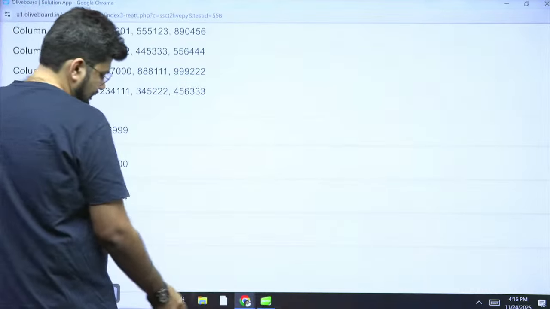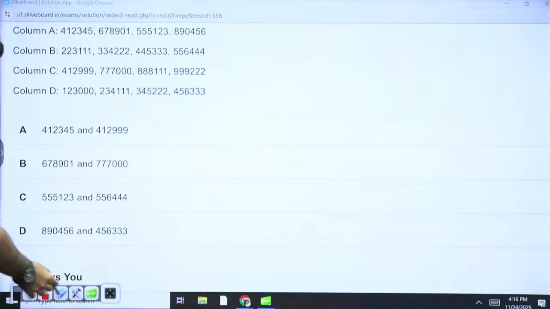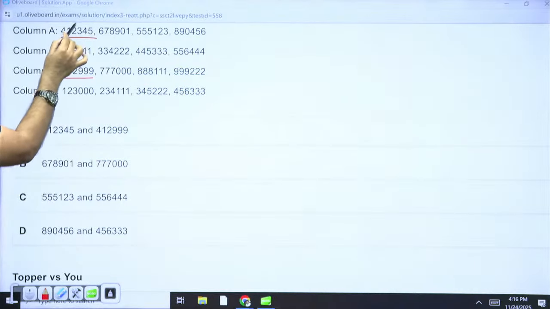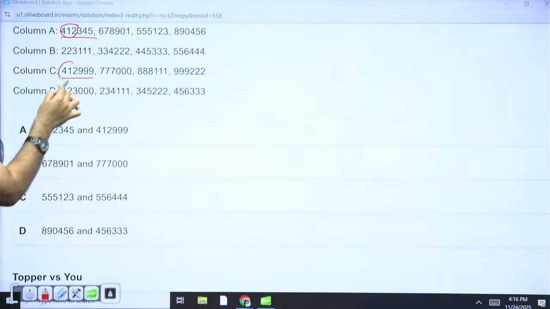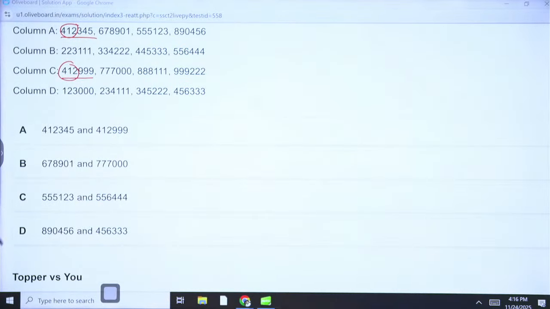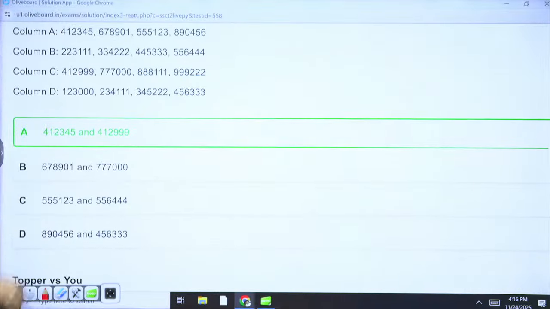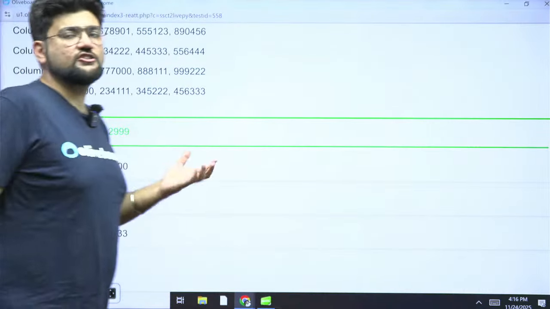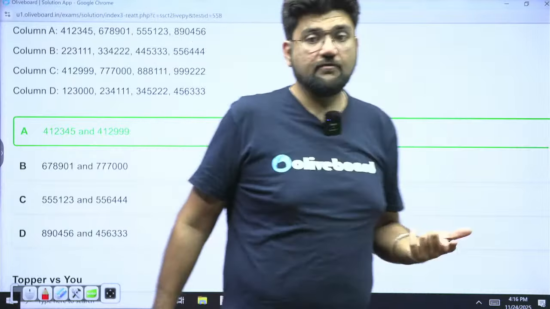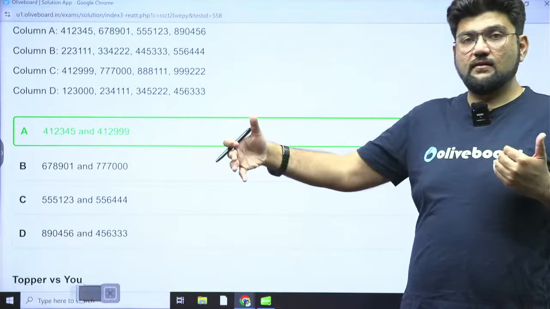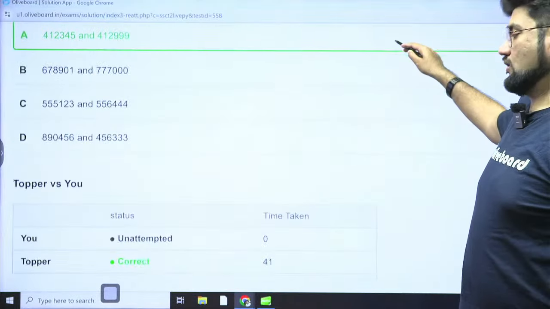If you observe everything, and if your observation is quite fast, you will observe right away that these are the only 2 roll numbers with first 3 digits the same. That means they are belonging to the same center. Nowhere else is anything being repeated. So that means they are our correct answer, which is actually option A. So if we fail to read the instructions, gone. If we fail to observe what is being written in the observations and instructions, then also gone. So you'll have to be careful.